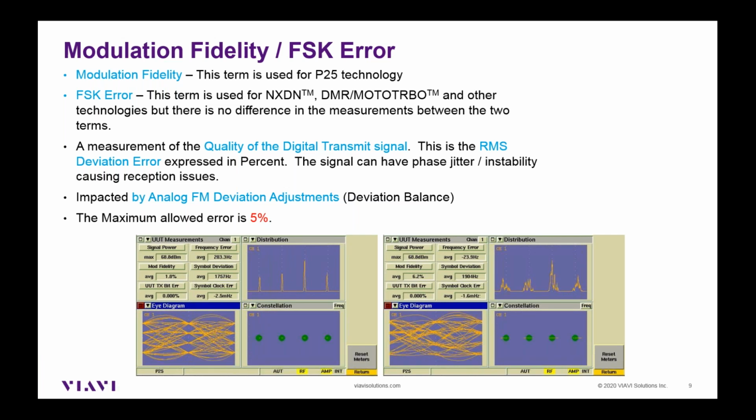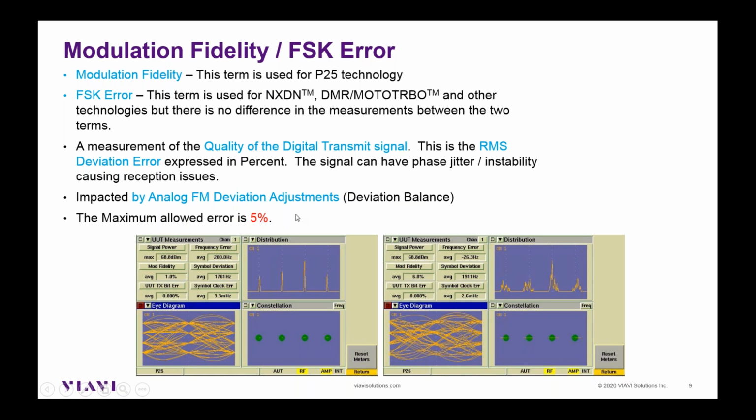So how does the signal get that way? Unfortunately, almost all radios allow us to make adjustments that can make this happen. So usually there's a deviation balance or modulation balance, some type of deviation adjustment that if it's not done precisely, you'll end up with a signal that has high modulation fidelity error. That's why specifications on test equipment are pretty tight for modulation accuracy measurements. Most manufacturers like 2 to 3% accuracy on a deviation meter to be able to make these alignments. The maximum allowed FSK error or modulation fidelity is 5%.